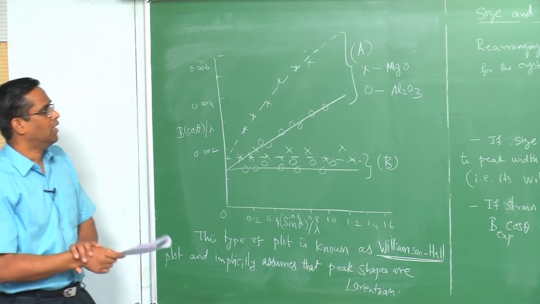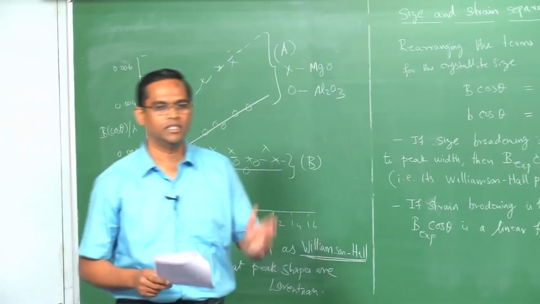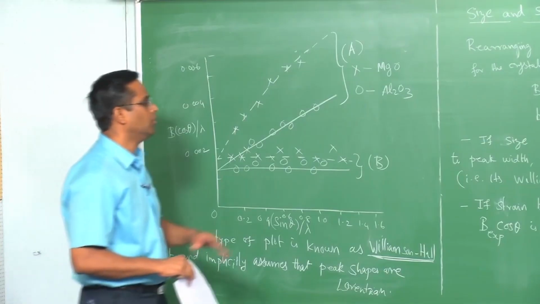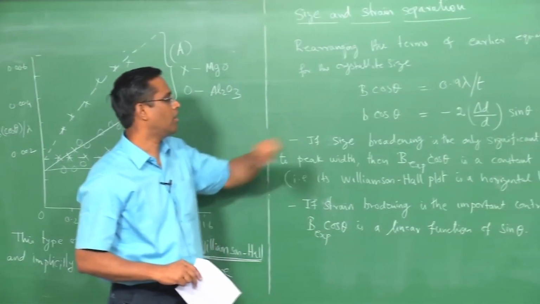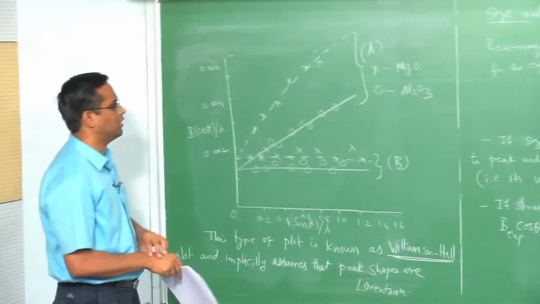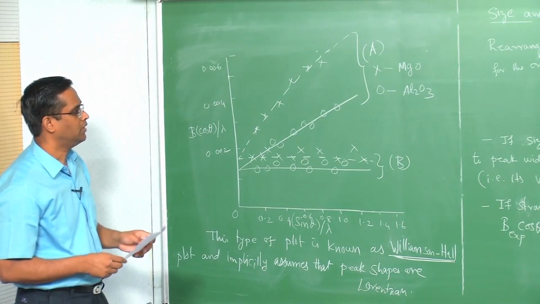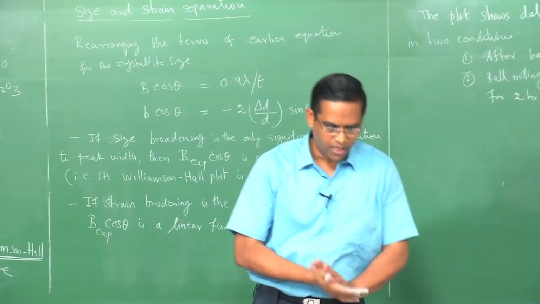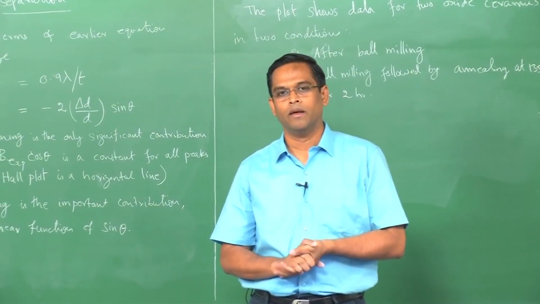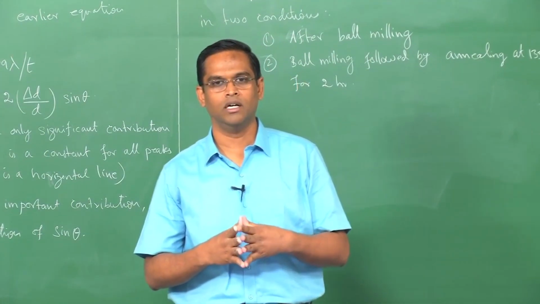So, if you look at the complete procedure, first you have to measure the instrumental broadening, subtract it, and then use these two equations, one for size and one for strain, and then plot this b cos theta versus sin theta. Then you will be able to separate these two effects. So, this is one typical example of application of X-ray diffraction, where we have demonstrated how the size effect as well as the strain effect can be measured.